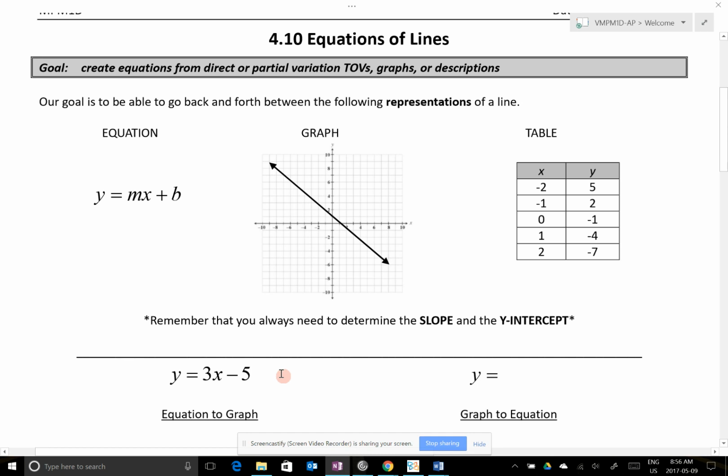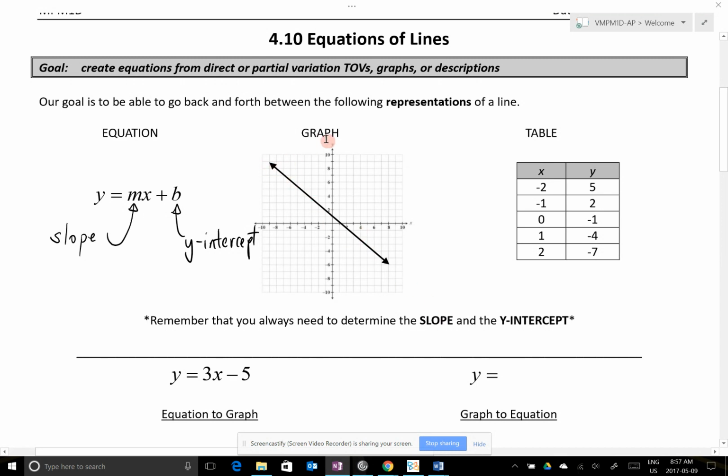4.10 Equations of lines. Our goal here is to be able to go back and forth between the representations of a linear relation. One representation is an equation where you have a y value equal to an x value multiplied by m, and m is the constant that represents the slope of our line. Then we add b, the value that represents our y-intercept, where the line crosses the y-axis. The graphical form of the line can be represented by a straight line.